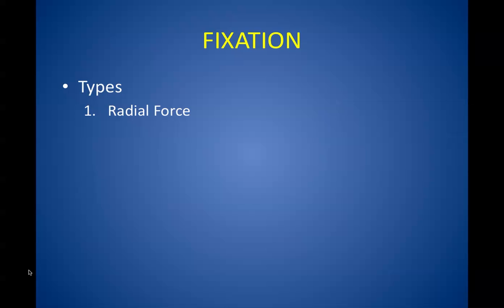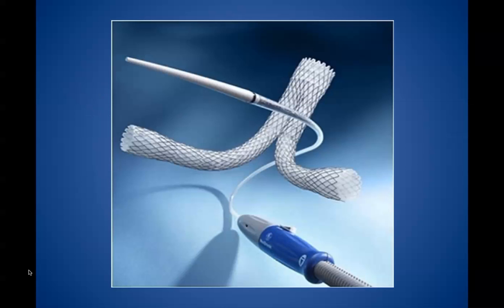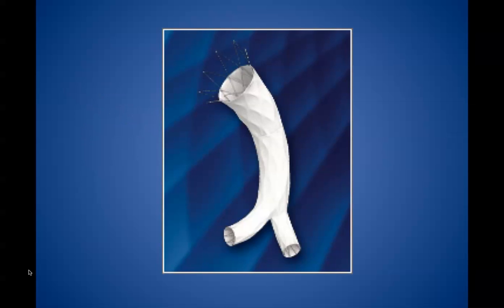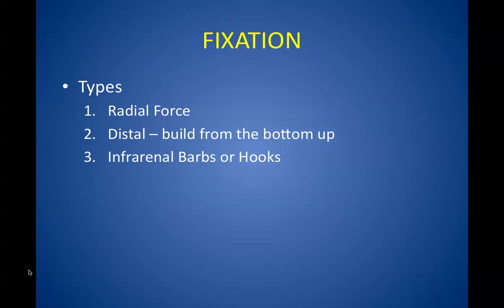Passive would be considered radial force, where there is really nothing that's going to hold the graft in place for you. This is the Anurex device, which is the classic passive device. There's a distal fixation where you build from the bottom up. This would be the endoleak device, which would show you how you would start at the aortic bifurcation, build it up proximally so the graft really has nowhere to migrate.